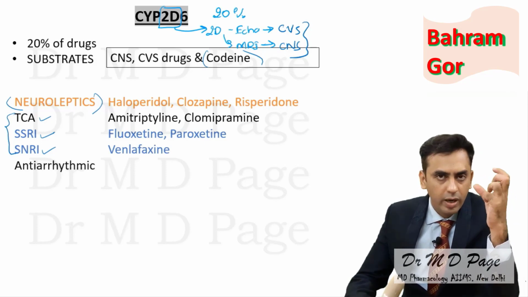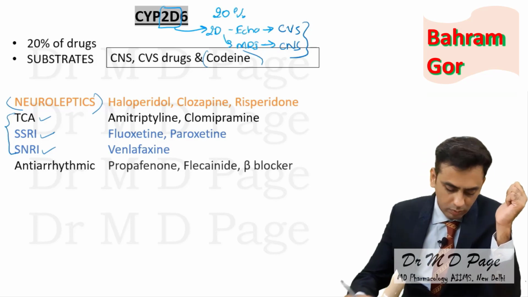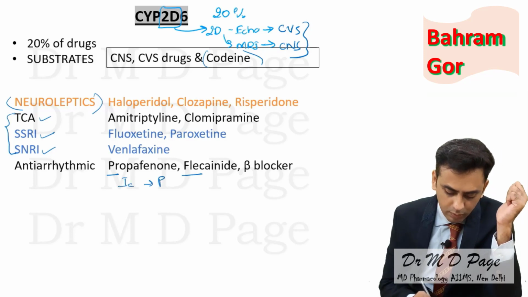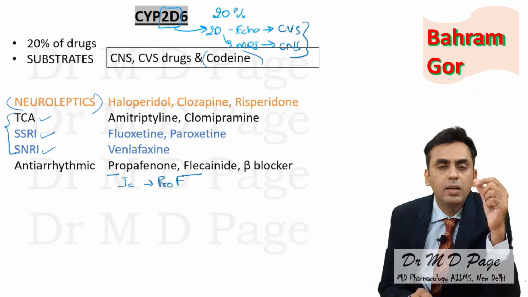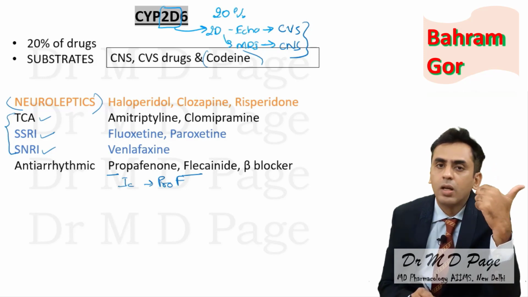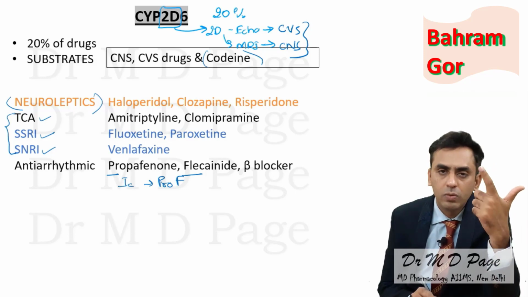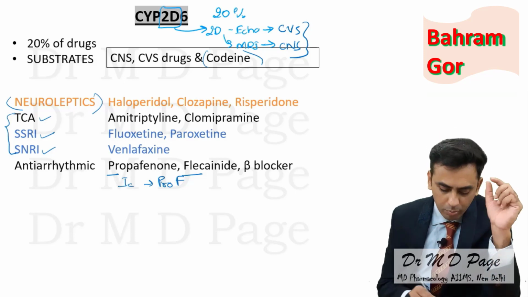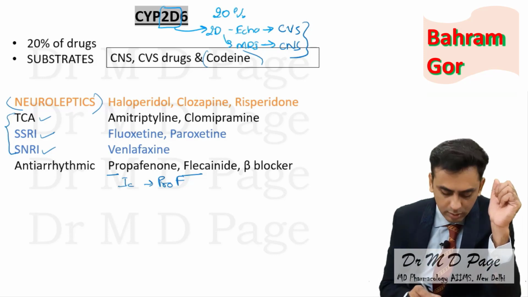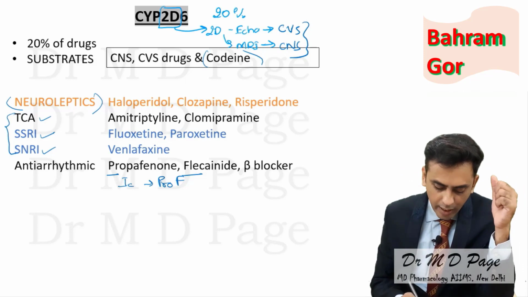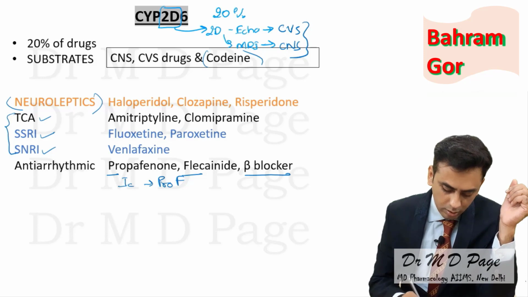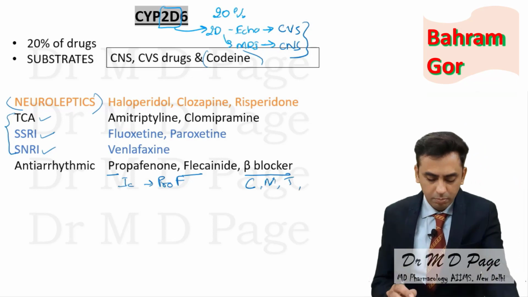In CVS, what do we have? Antiarrhythmics and beta blockers. In antiarrhythmics, we have propafenone and flecainide. These are class 1C. In previous slides, the antiarrhythmics we discussed were amiodarone, lignocaine, mexiletine, quinidine. Quinidine is class 1A, lignocaine and mexiletine are class 1B, propafenone and flecainide are class 1C. Class 1C are substrates of CYP2D6. And most beta blockers are metabolized by this, by which I mean carvedilol, metoprolol, timolol and other beta blockers.